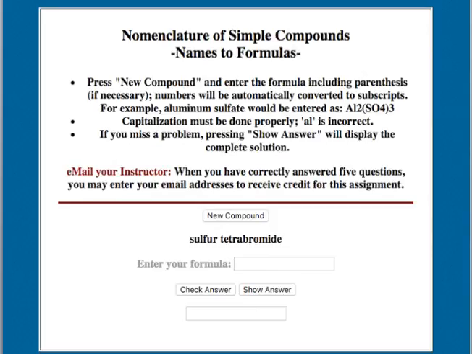Sulfur tetrabromide. Now, on the tutorials, when you're entering formulas, you obviously can't do superscripts or whatever, right? You can't. So, you're just going to write them out like this. Write your numbers in the same line as the other, no spaces. Just write it all out. We're going to have a sulfur, and we're going to have 4 bromines. So that's SBr4. You should write it like that.